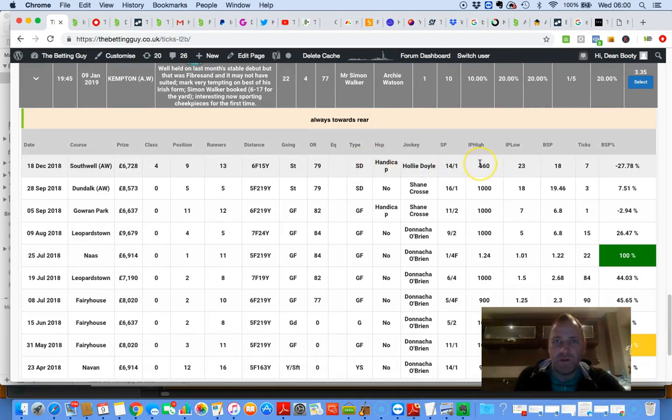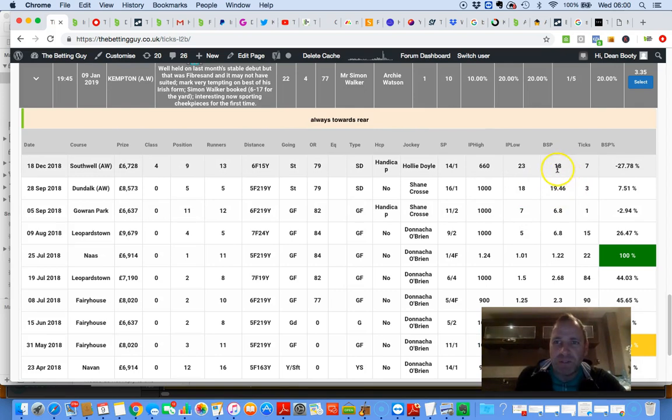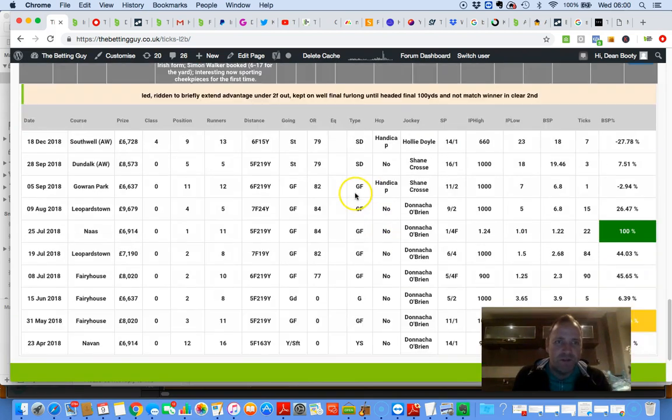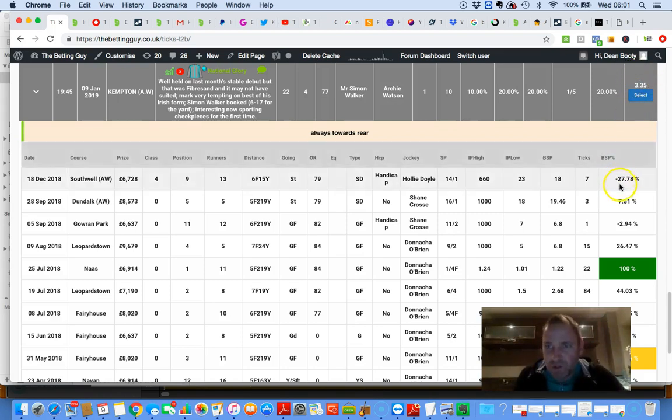And we see here, straight away, always towards rear, held up in rear, raced in mid-division. But look, this one here, held, raced in mid-division, pushed along, and no impression 2 furlongs out. On that occasion, look at that, 6.8. The in-play low was 7. Here, 19.46. The in-play low was 18. Betfair SP, 18. The in-play low was 23. And that is just some crazy stats for this horse. But look, it's obviously got decent form in comparison to the rest of the field, because otherwise it wouldn't be 3.35. So it's just so fascinating, this.